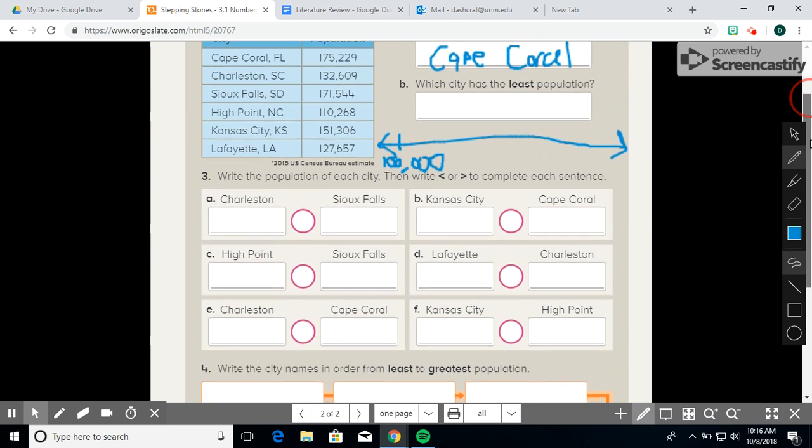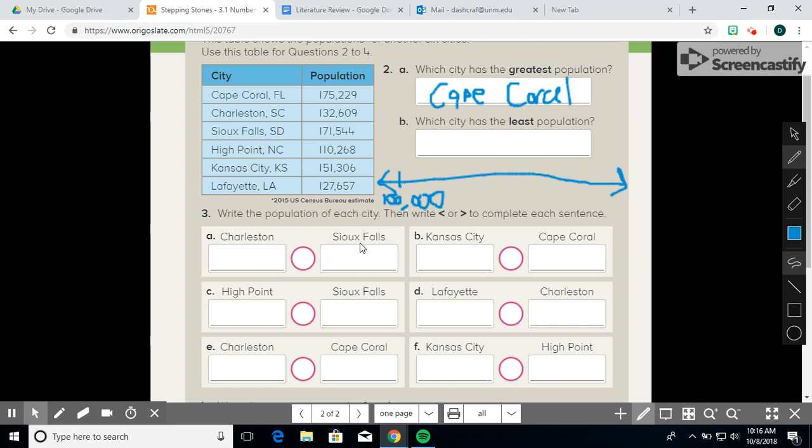Going down to number 3, we're going to compare greater than or less than again. A says Charleston, which is 132,609. And Sioux Falls is 171,544. So I'm going to compare.